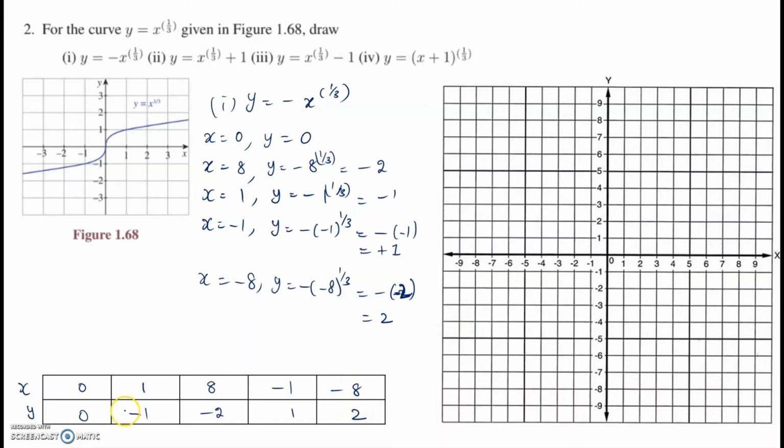So let's start to mark the points. Okay, so you have 0, 0, plus 1 and minus 1, plus 8 and minus 2, then minus 1 and plus 1, then minus 8 and plus 2. The curve would look something like this, and it will be continuing further down.